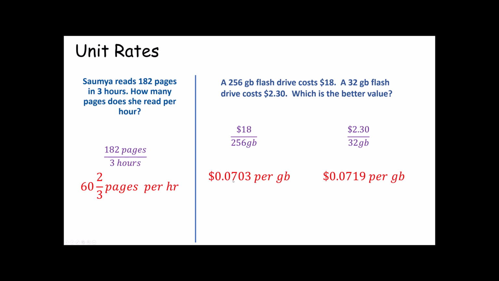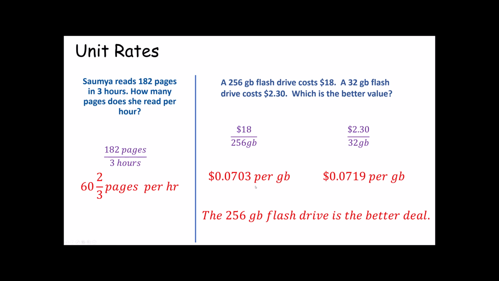When I compare these two, notice that 703 is smaller than 719. This is a cheaper rate. In other words, even though the 256 gigabyte costs more dollars, the cost for each gigabyte is less if I buy the larger flash drive. Now, it was hard to see when they were just written as rates, but as soon as I calculated the cost for one, it's very easy to determine which is the better deal.